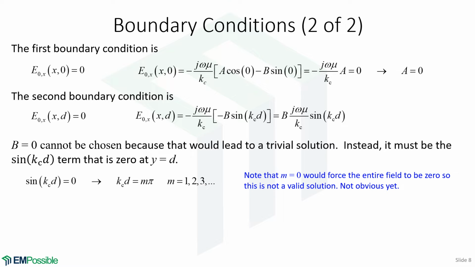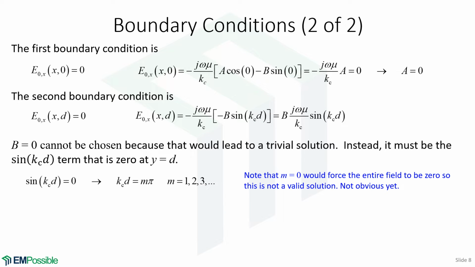The other interesting thing is that m goes all the way up to infinity. And way back when we first started talking about waveguides, I mentioned there's an infinite number of modes. And that's where this happens. m can be any integer all the way up to infinity. And we can always keep going to higher and higher frequencies to find more modes.